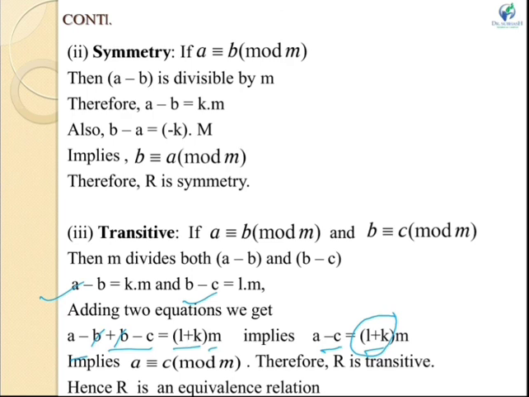Therefore, we have proved here that a is congruent to b mod m and b is congruent to c mod m. So, we have proved here a is congruent to c mod m. Therefore, we can say that R is transitive. Now, here R is satisfying all the three properties. So, we can say that R is an equivalence relation.